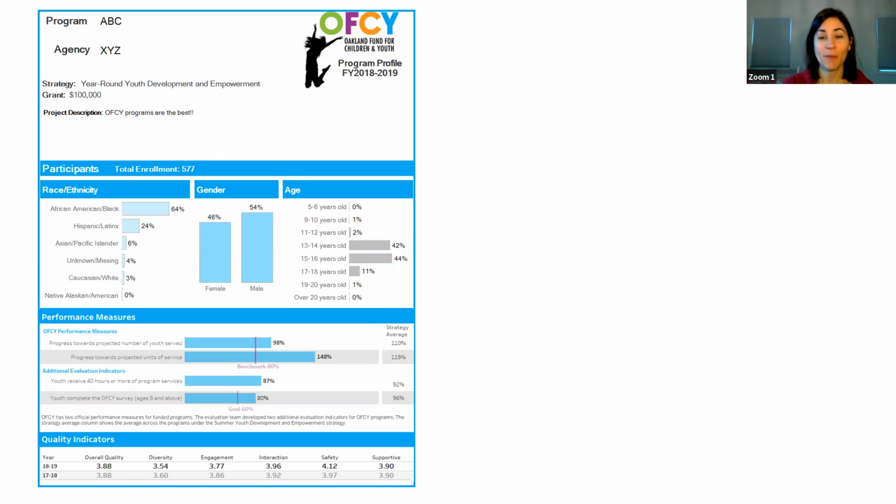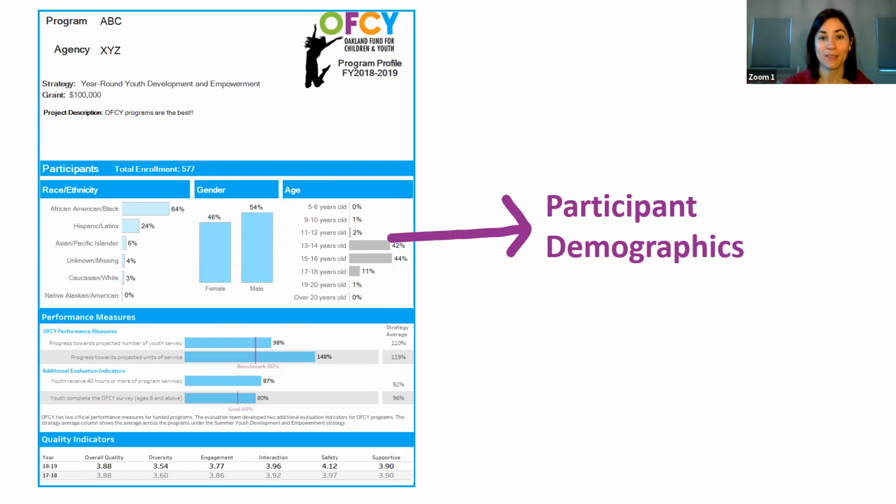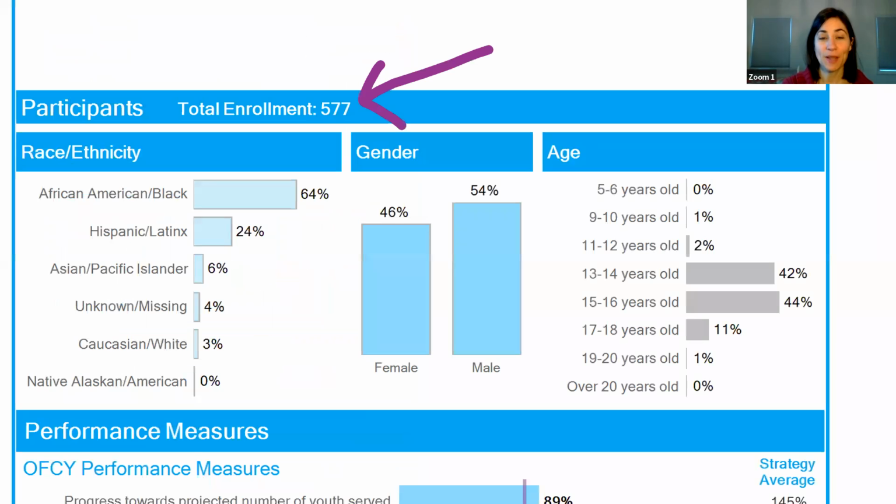And in the middle of the first page, you'll find your participants' demographics. This includes the total number of youth enrolled in your program, as well as their race and ethnicity, gender, and age. Again, this is all pulled from the information that you enter into CitySpan. And for our parent support and education programs, we also include this information for your adult participants.